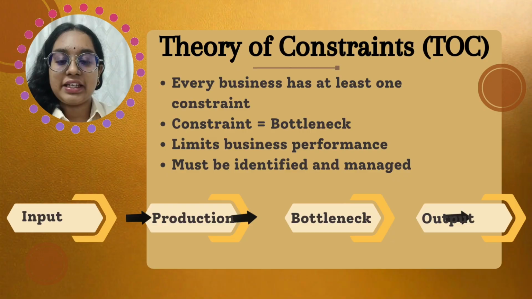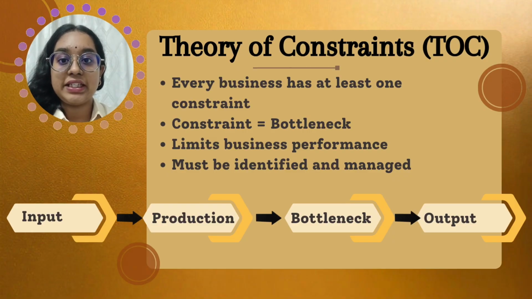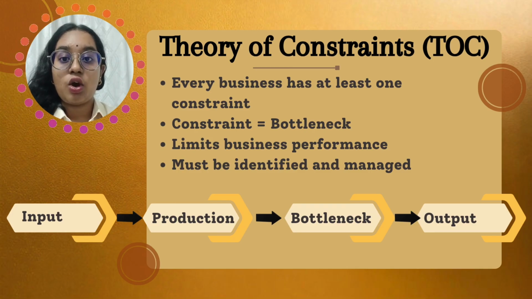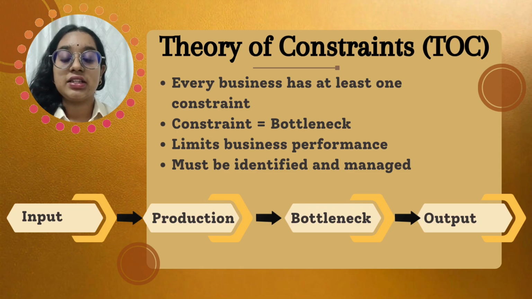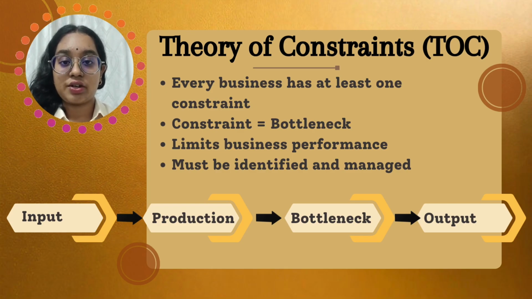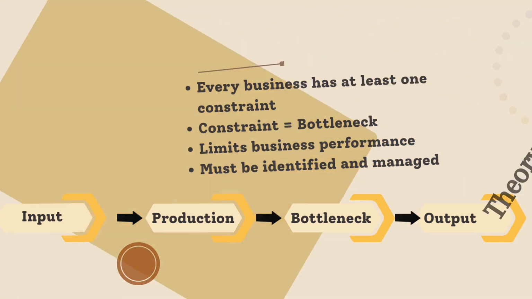The main idea behind throughput accounting is that every business has at least one constraint, also known as a bottleneck. A bottleneck is any resource that restricts the organization from producing and selling more products. Examples include limited machine hours, labor shortages, production capacity, or material availability.